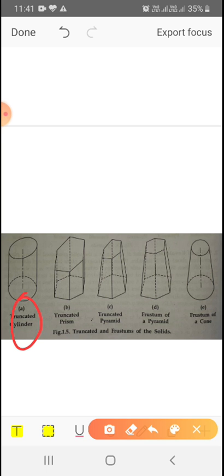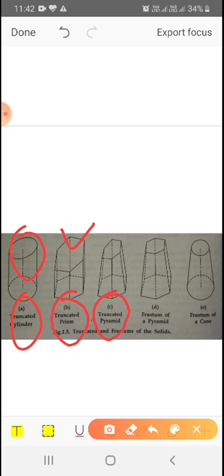We can observe figure A, which is a truncated cylinder. The upper part is a cut surface at an angle. Similarly, in the truncated prism, the upper part is also cut at an angle. And this is a truncated pyramid.